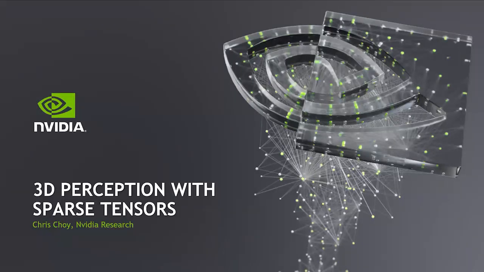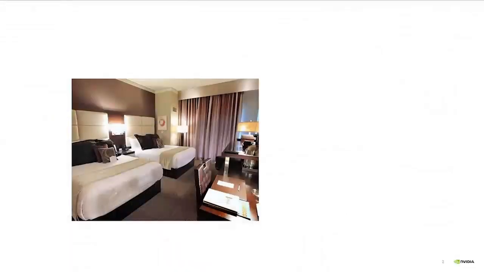Today, I will present one of the most important representations for 3D perception, the sparse tensor, and what we can do with sparse tensors in 3D perception. Before we proceed, I would like to briefly discuss why we cannot use a standard tensor that has been widely used in 2D image processing for 3D perception.